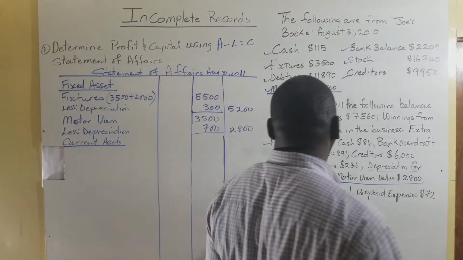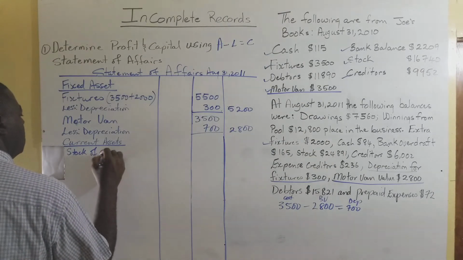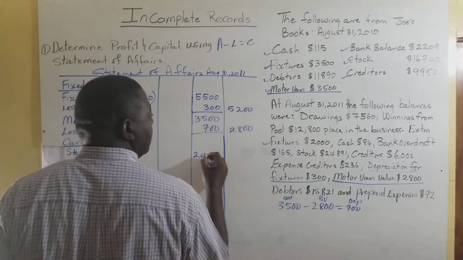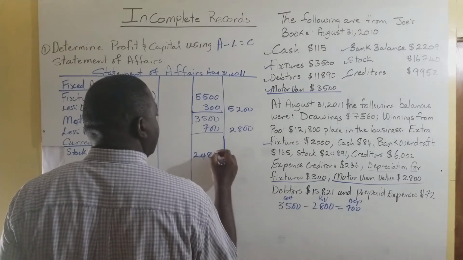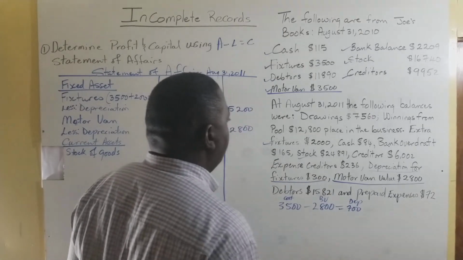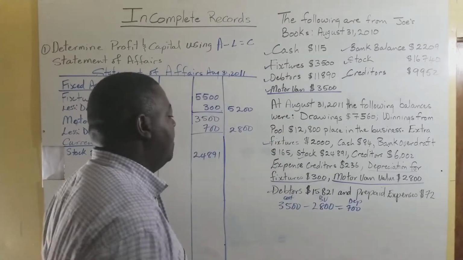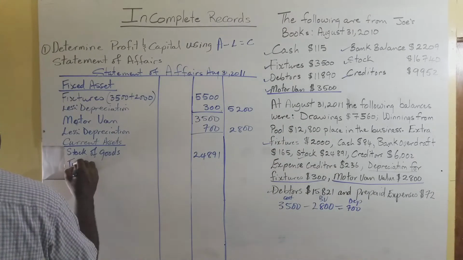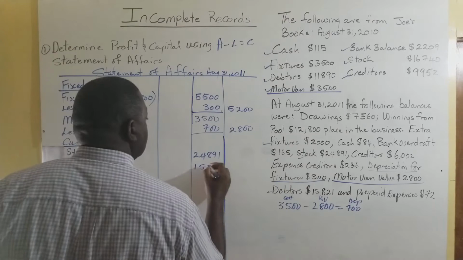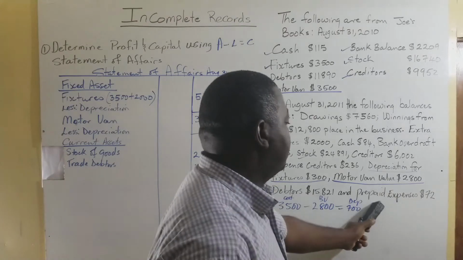Our total current assets now, we're starting with the stock of goods. And that figure is 24,891. That's this figure. All right. We're now going to look for debtors. Do we have any new set of debtors in the question? Yes, right here. It is 15,821. So our trade debtors is 15,821.